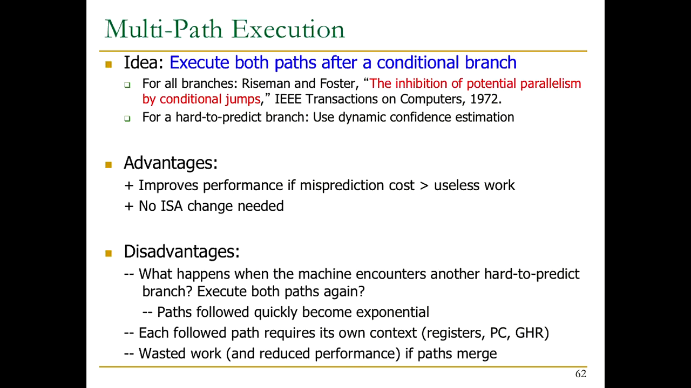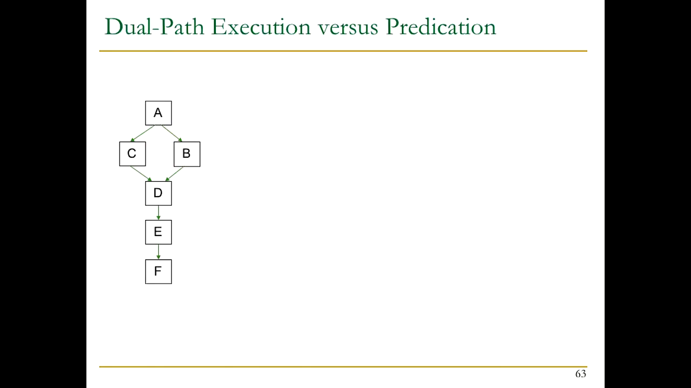Each followed path requires its own context, registers, program counter, in fact, even branch prediction context. Otherwise, you may not be predicting branches correctly on that path, right? And wasted work, clearly. Especially if paths merge. If they don't merge, you still have wasted work, but maybe you can overcome it because otherwise you may have mispredicted it. But if the paths start merging, you still keep following both paths, right? Unless you have an intelligent mechanism.